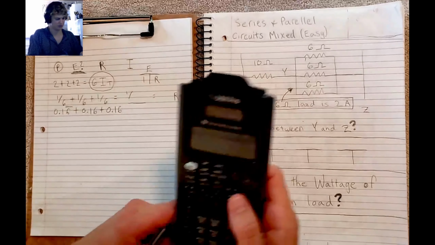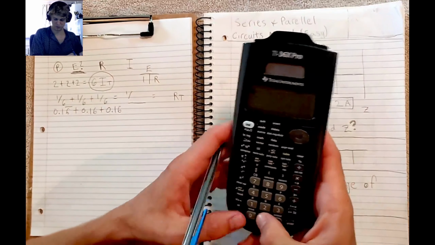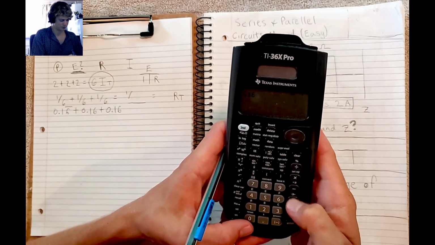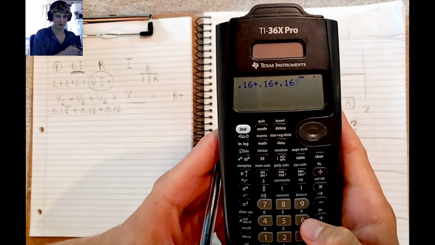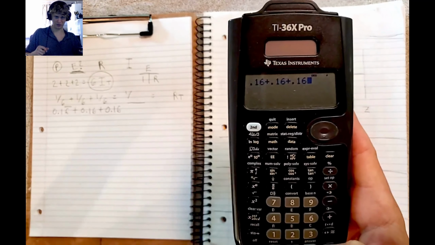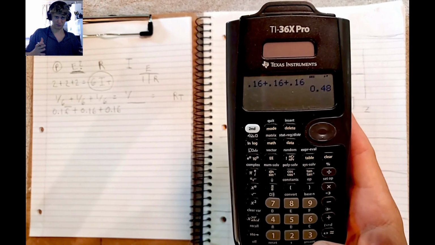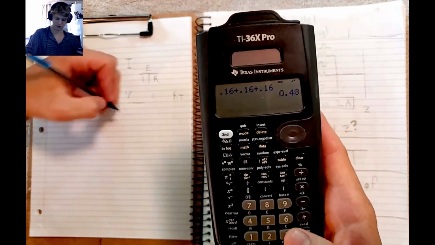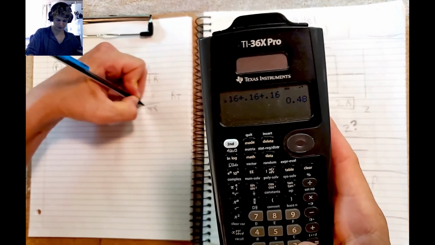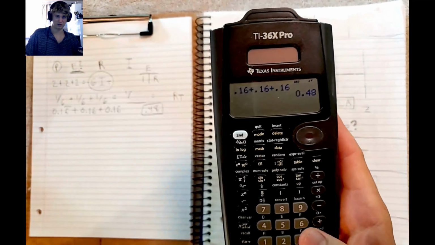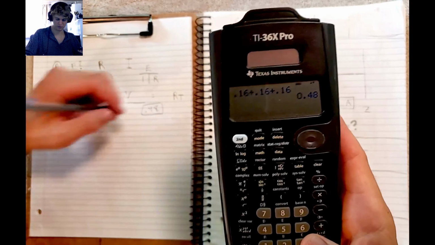It's a sure method. Okay, so we're going to do 0.16 plus 0.16 plus 0.16. I'll make sure I look before I do that. Okay, so we get 0.48. You could probably do that in your head, but that's not the point here. Trying to get the correct answer with no mistakes. So 0.48, there we go.